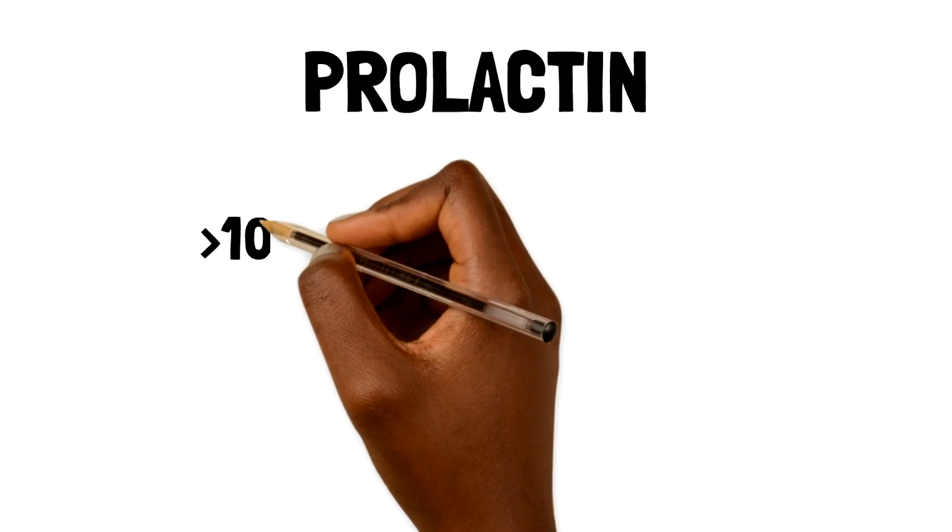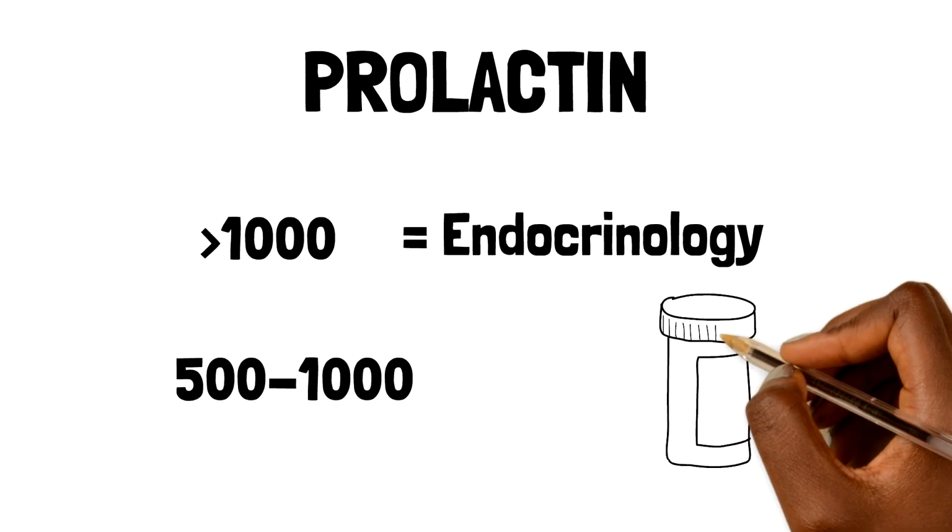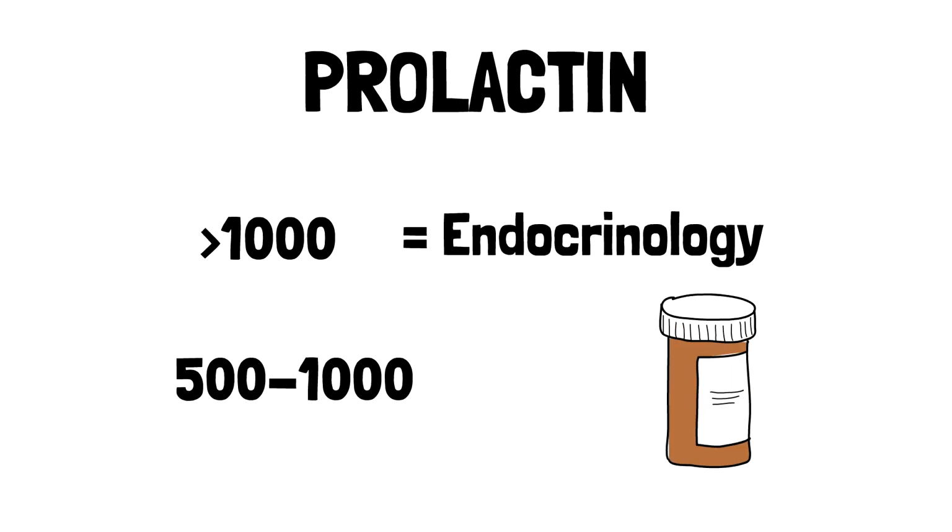If we arrange this test and we get levels over 1,000, we need to refer the patient to endocrinology to carry out certain imaging such as an MRI scan. A possible cause of prolactin being raised at this level is a pituitary adenoma. Now, if the prolactin is mildly raised at between 500 and 1,000, this is most commonly due to medications such as metoclopramide, phenothiazines, and domperidone. We therefore need to repeat this before considering a referral.